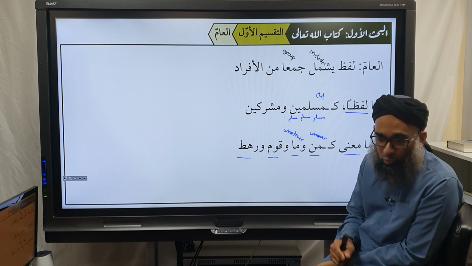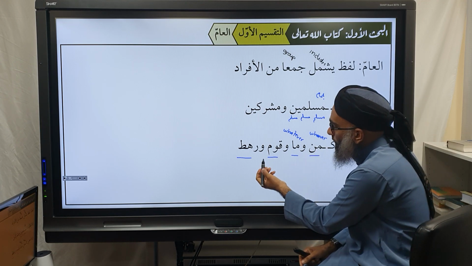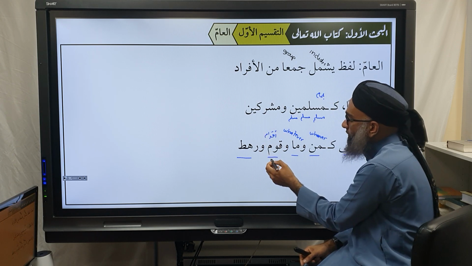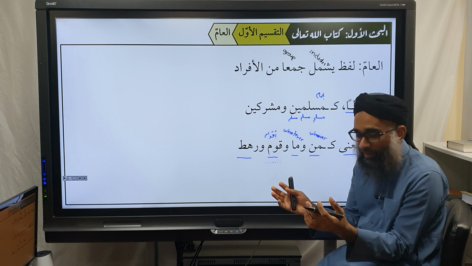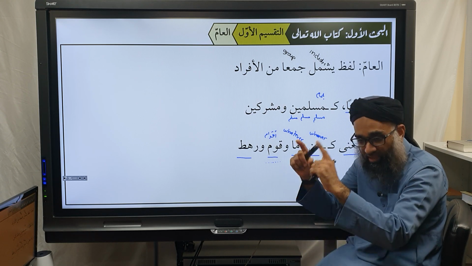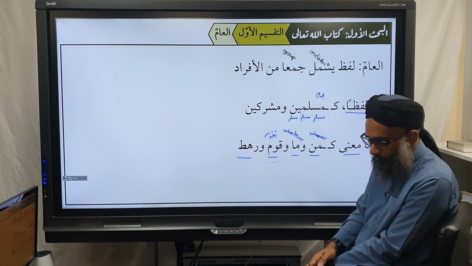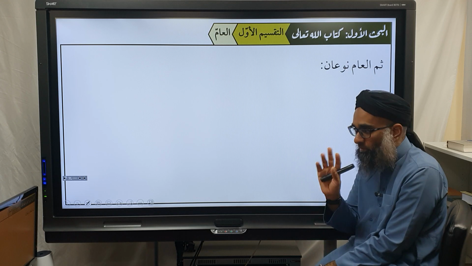Because these words have plural meanings, they are also plural. Qawmun is a singular word, plural is aqwamun. But the meaning of qawm encompasses multiple afrad, because a qawm is made up of many people. So by ma'na, it is a jam', it is am. It has many afrad inside. Same with rahtun, which means a group, a jama'ah. Understood? Okay.